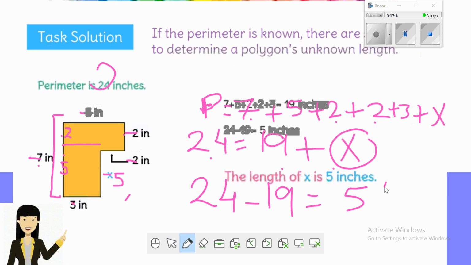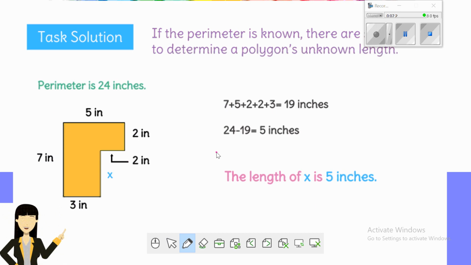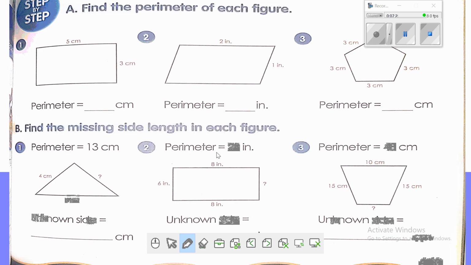Let's see the next. Now, here is your book. Let's find now. They say find the perimeter for each figure. As I told you, the opposite sides in a rectangle are the same. If this is 5, it will be 5 here. If this is 3, this will be 3. Let's find it. I say the formula, P, that's right.